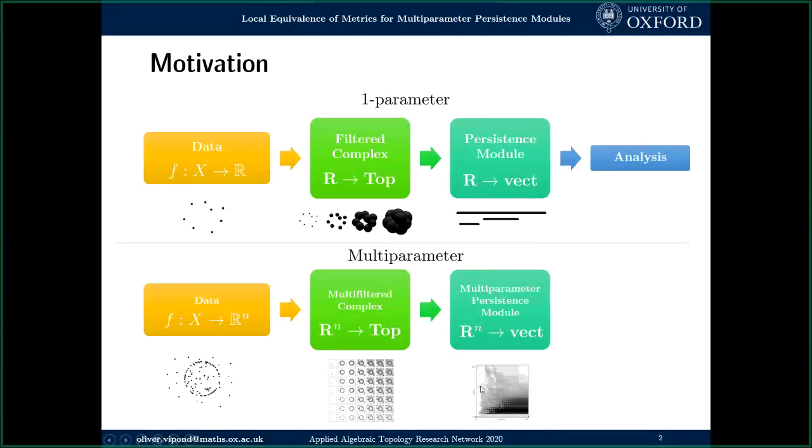So our objects here are a lot more complicated than in the single parameter setup, and we don't have this nice decomposition into barcodes. But nevertheless, we might like to do some analysis on these objects, and so today I'm going to be talking about metrics on these multi-parameter persistence modules, and that's really motivated by analyzing these complicated objects that arise from multi-filtered data sets.